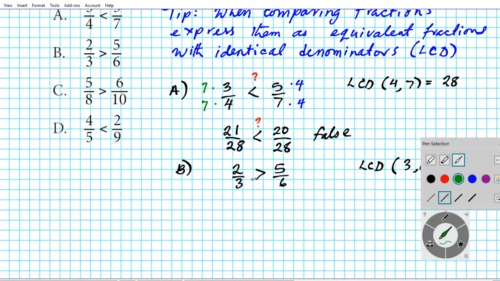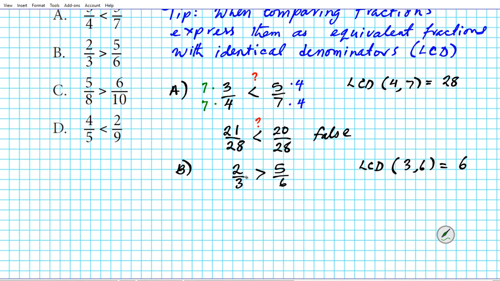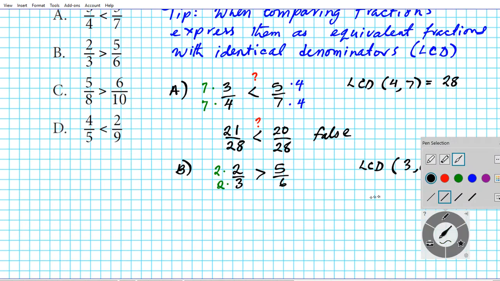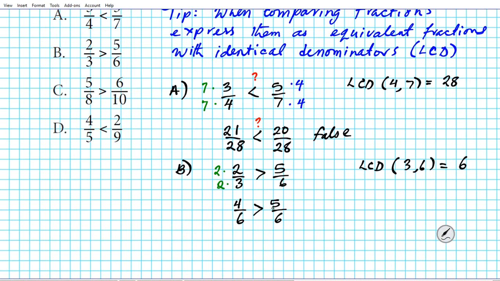And then we'll focus on this one right here. Multiply this by 2 top and bottom, because 2 times 3 will give us 6. 2 times 2 is 4 over 6. Is 4 over 6 greater than 5 over 6? Look at the numerators. Is 4 greater than 5? The answer is no. So this is false.